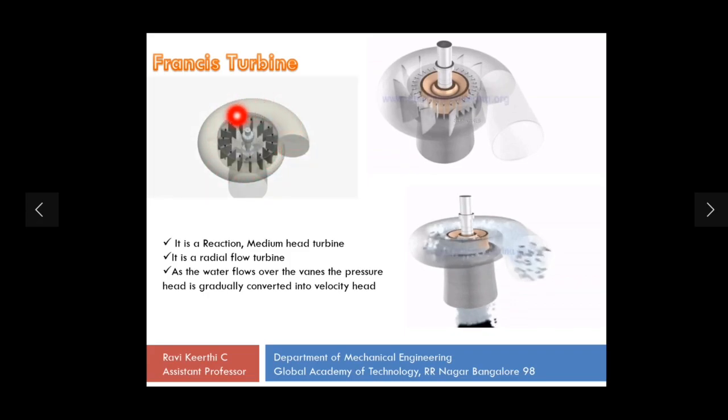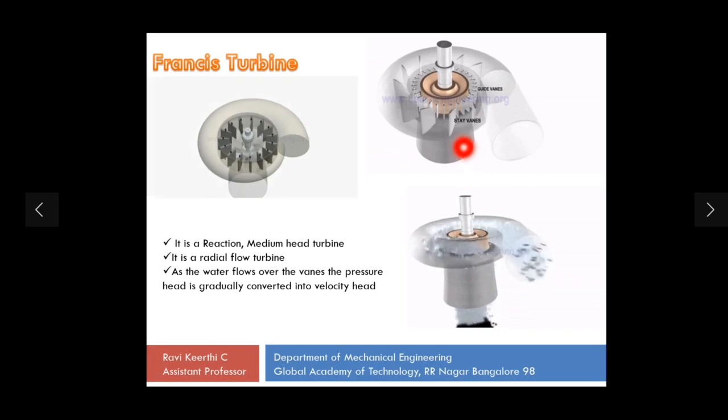So this is a scroll casing where the water or the pipe gets converged here. The water enters at high speeds and passes on to these guide vanes. So the water passes radially here. That is why this turbine is called a radial flow turbine. As you can see, the water passes through the scroll casing and enters the runner blades and passes through the tail race or the draft tube.